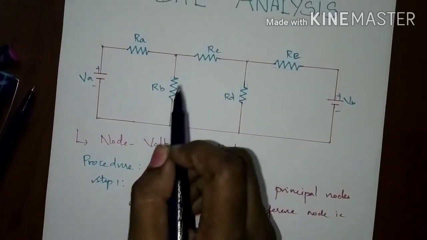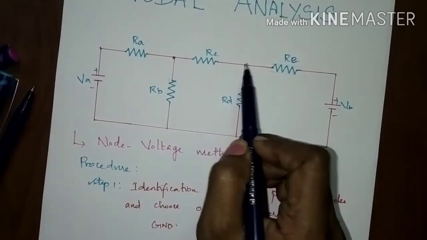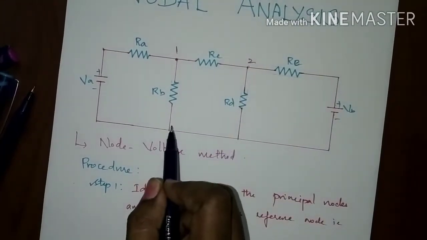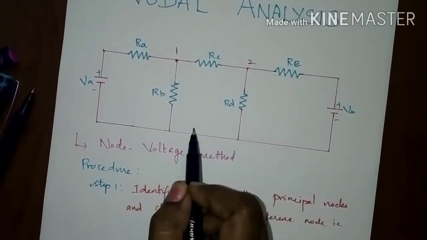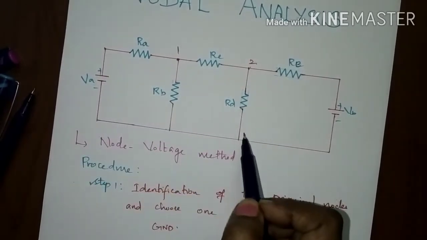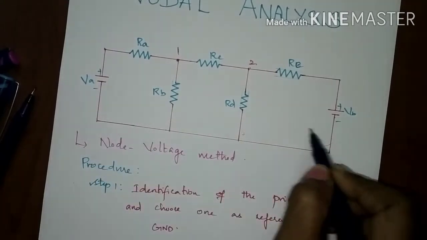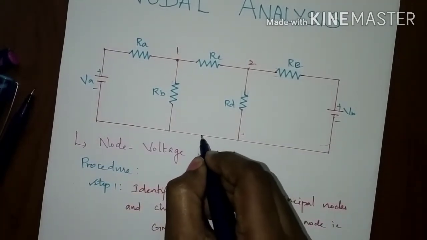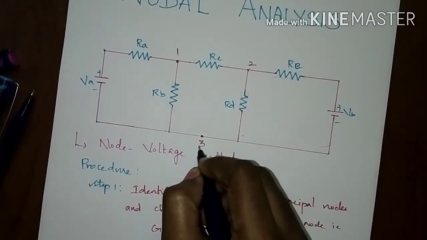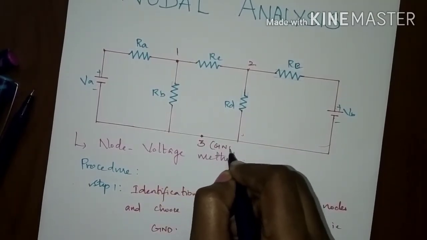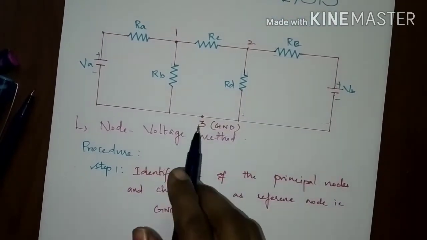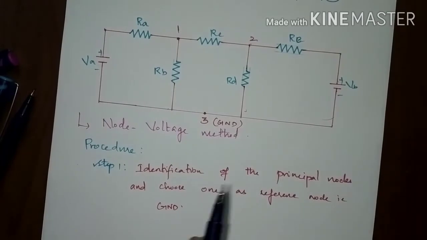In this figure, the principal nodes are here: 1, 2, 3. Here more branches are connected together. See, the negative terminal, Rb, Rd and this negative terminal are connected in a common junction. This is also one of the principal nodes. This principal node is considered as a ground. Here in this figure, I have been considering this point 3 as the reference node. That reference node must be considered as a ground.